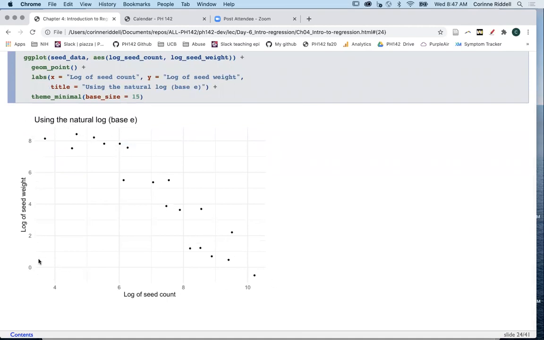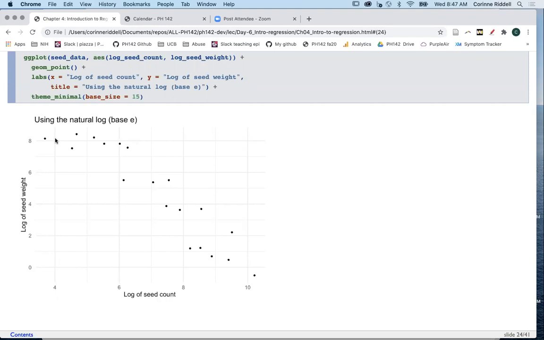And look at the range of the log of seed count and seed weight. The seed count variable on the x-axis ranges between like 3 or so and 10, and the seed weight variable ranges between, I guess it goes negative, and 8. So that's the range of these log base E variables.